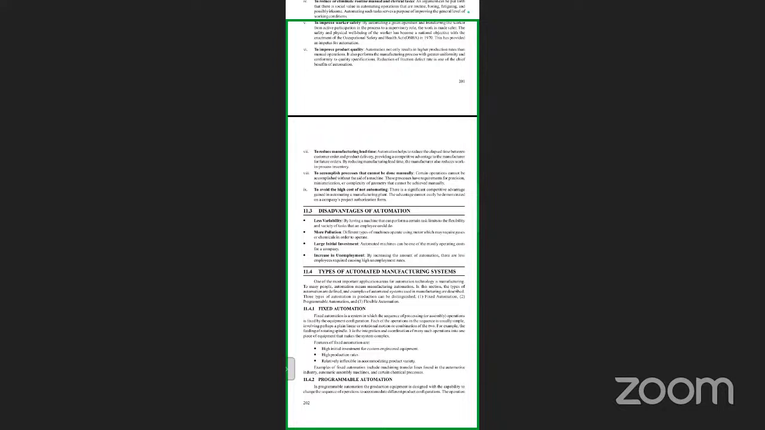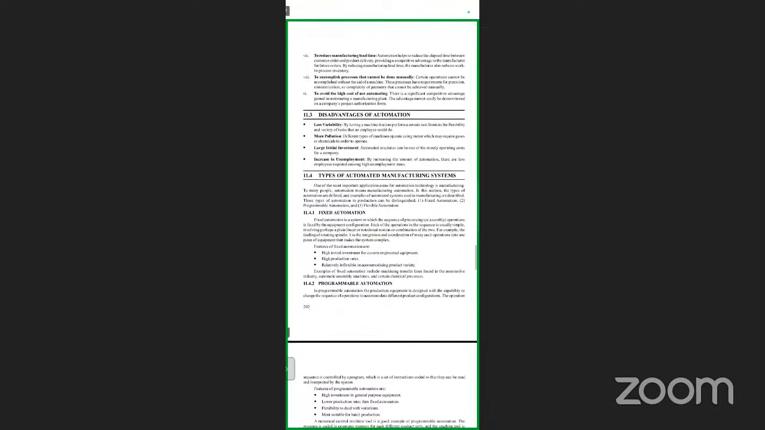because having a machine that can perform a certain task limits the flexibility and variety of tasks that an employee can do. So what is the use of robots? Next, more pollution, because when you use more machines, more chemicals, more gas, there is a lot of chance of pollution. And large initial investment, because it requires huge investment to start any business. Increase in unemployment. By increasing the amount of automation, fewer employees are required, causing high unemployment rates.